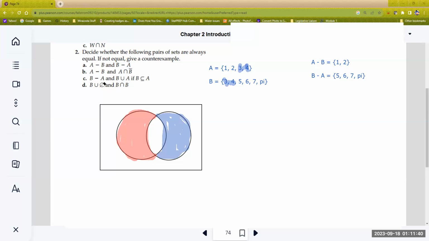What are you putting in? Are you bringing anything else to the table? Remember, the empty set is empty. There are no elements in it. So B union the empty set, I would write down B. That would be a simpler way to think about it.